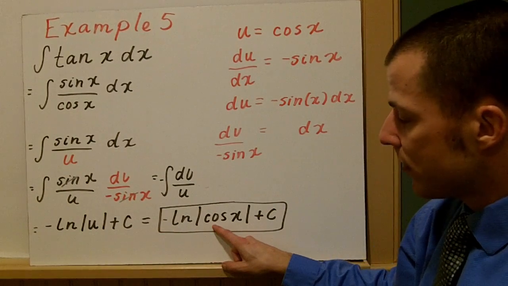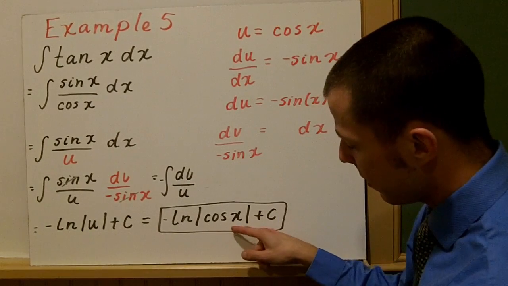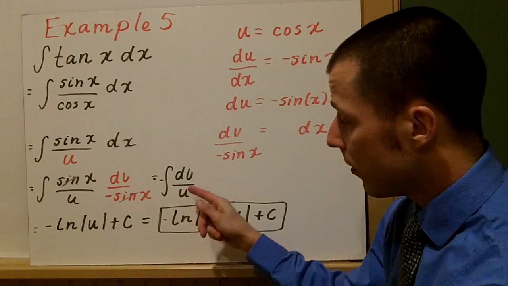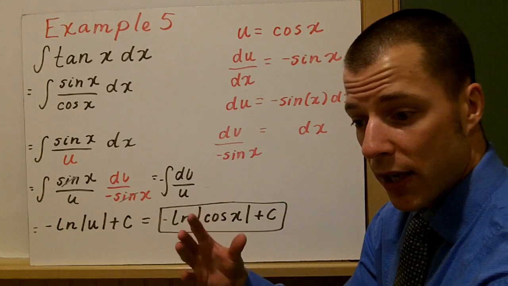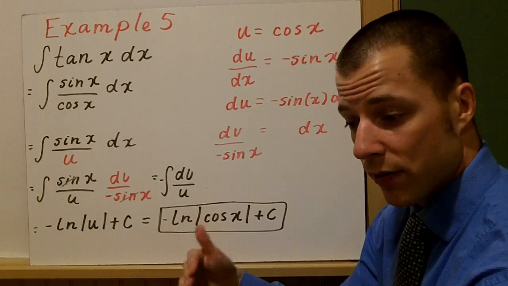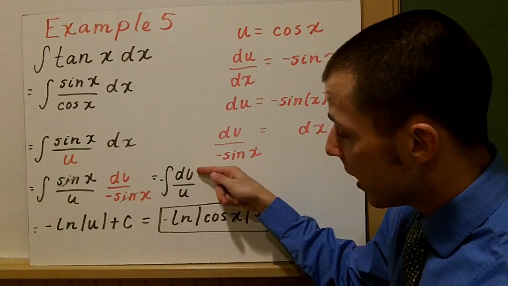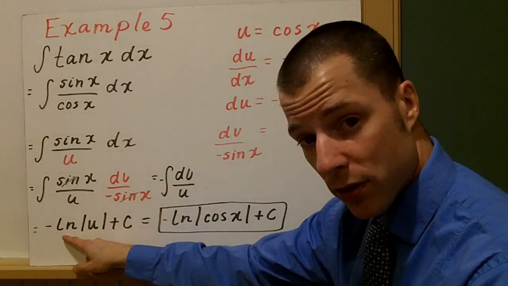Negative natural log, we substitute u back in. Our u value was cosine. So we have cosine x here in the absolute value bars plus c. So that's important to remember. Remember when we think about when we differentiated, we looked at the natural log of x, and when you differentiate the natural log of x, you get 1 over x. So to get from 1 over u backwards, it's the natural log.